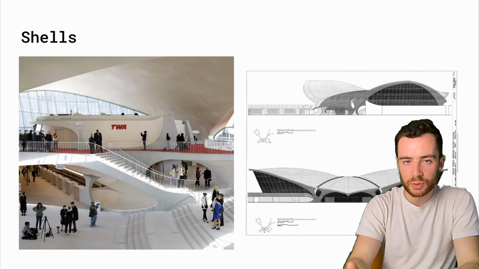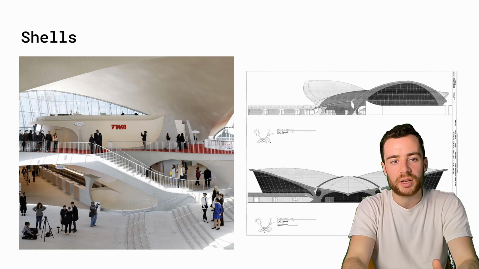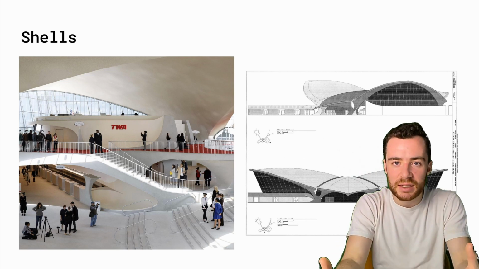One of my favourite precedents when talking about shells in architecture is the TWA Centre by Eero Saarinen, which needed this shell structure so that it could somewhat imitate a bird in flight. Now, this was quite fitting as the building's purpose was an airport.